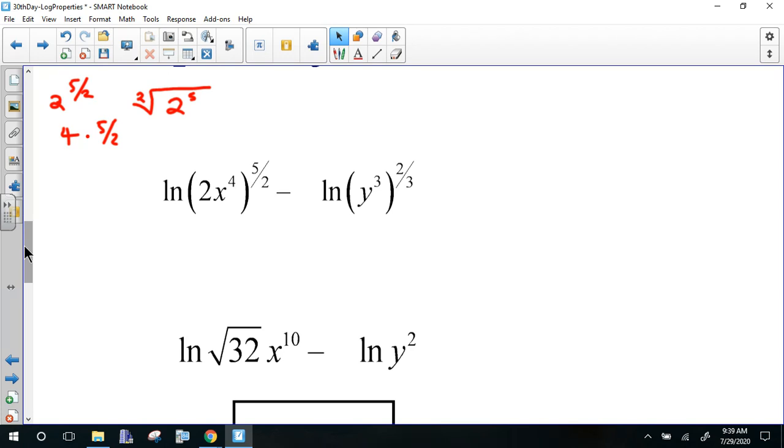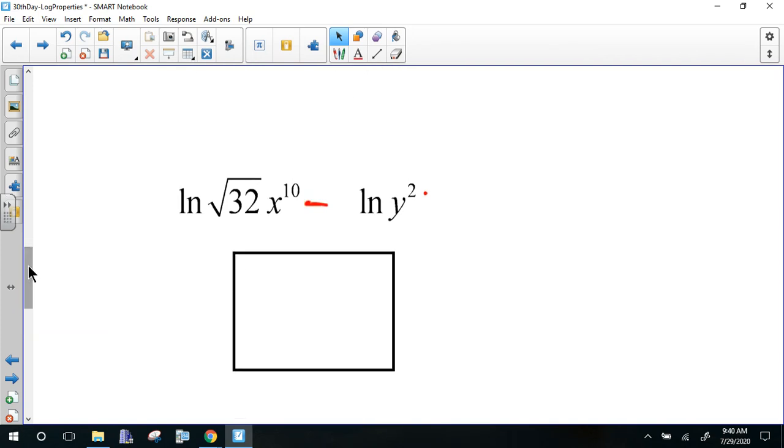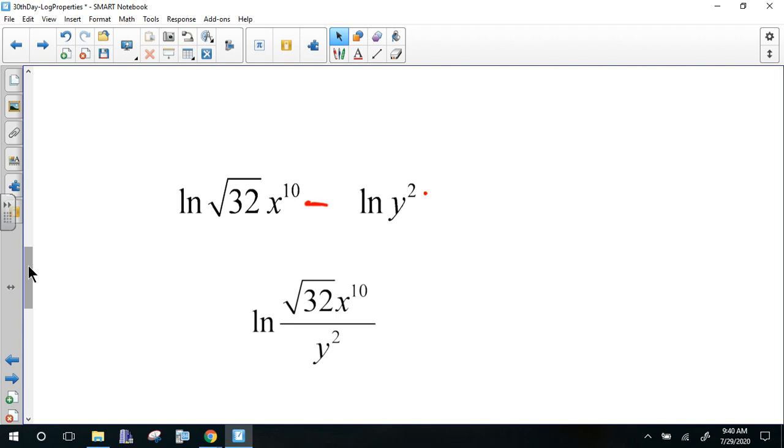Okay. Over here, we've got 3 times 2/3 will give us 2 as an exponent. And then all we need to do is take care of the subtraction by dividing those two. The left one divided by the right one. And that gets it back down to 1 log.